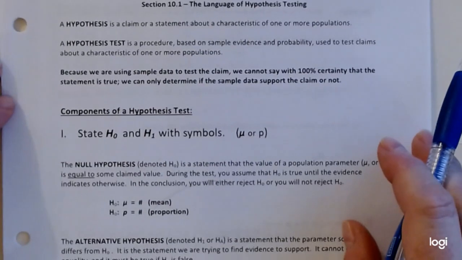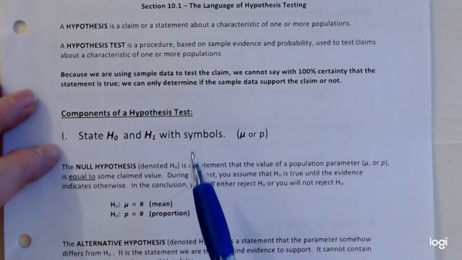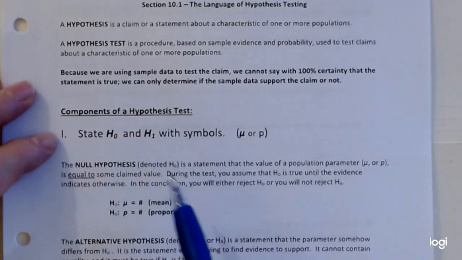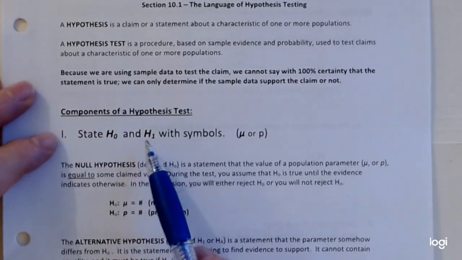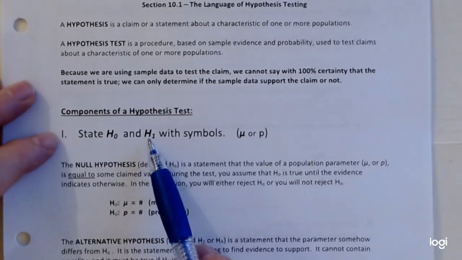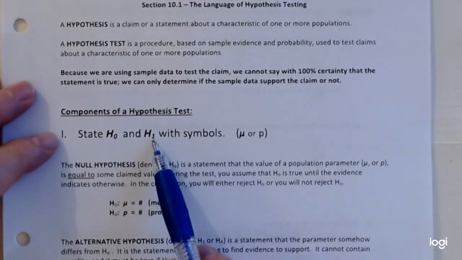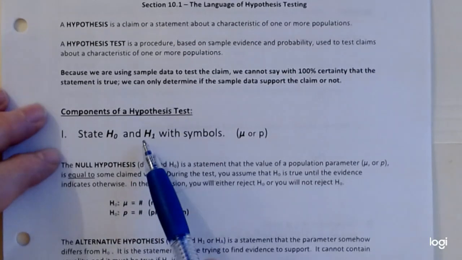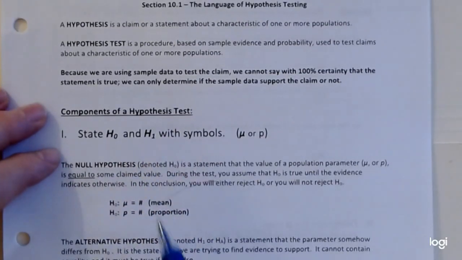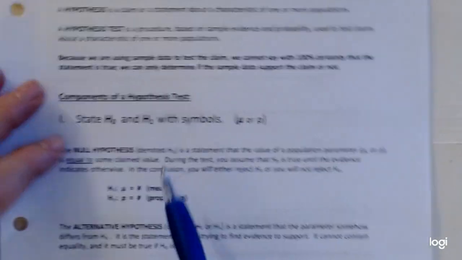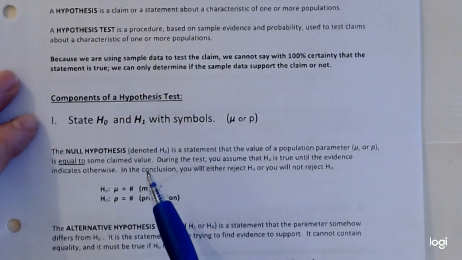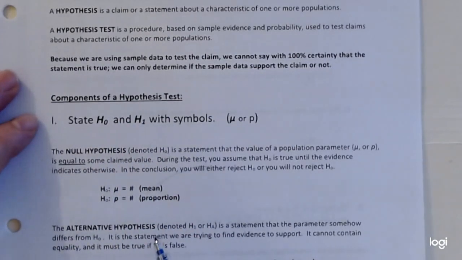So we start with the components of the hypothesis test, and we begin with the null hypothesis, H0, and H1, which is the alternative hypothesis. Sometimes you'll see this written as HA, but we will use H1. So H0 is the null hypothesis, and H1 is the alternative hypothesis. And these are simply statements. So H0 and H1 don't equal anything. They are the names of the two statements that we'll be looking at.